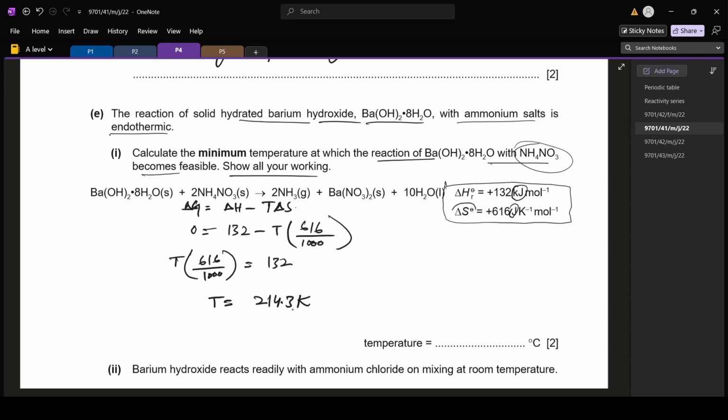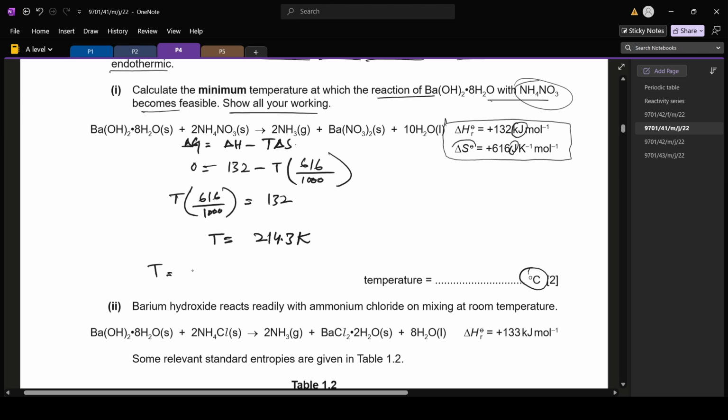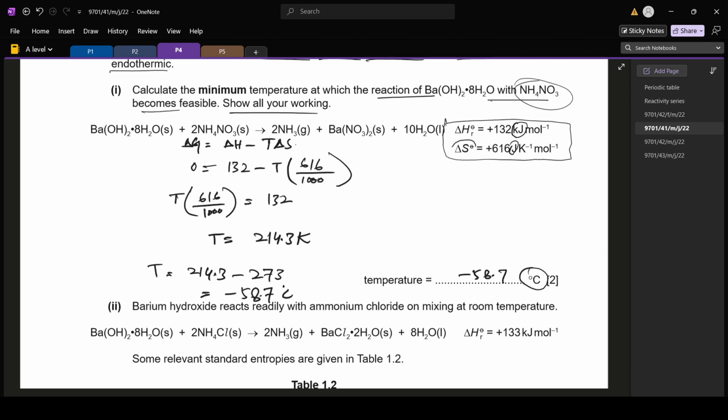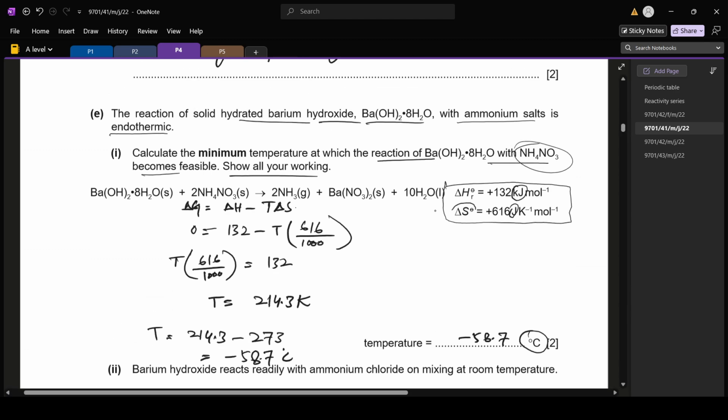2143.214.3 in Kelvin, but you have to give the answer in degrees Celsius. So you will subtract 273 from this value. T is equal to that minus 273. From here you will get the answer negative 58.7 degrees Celsius. So this is the minimum temperature at which the reaction is feasible.